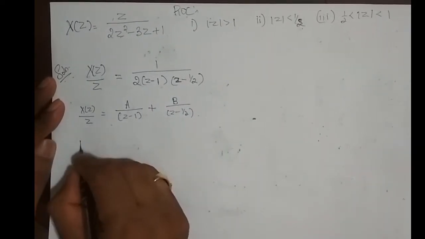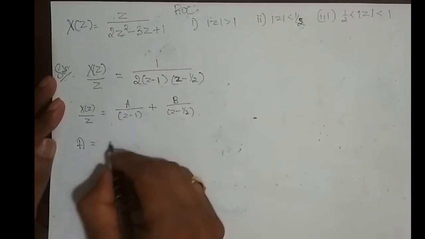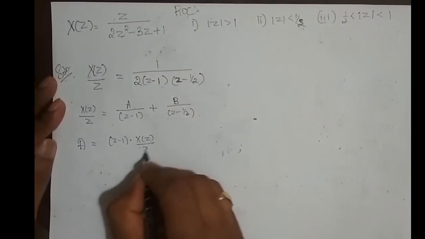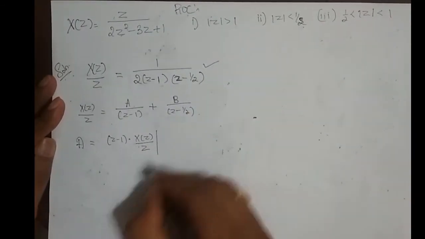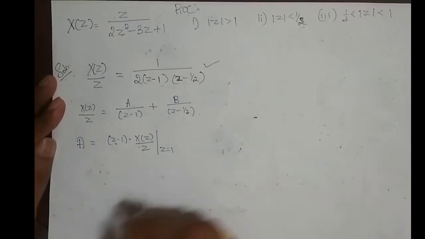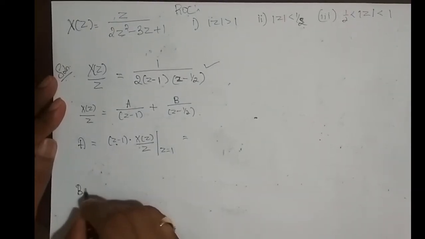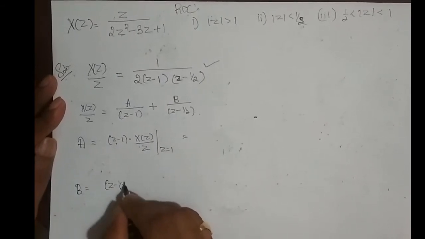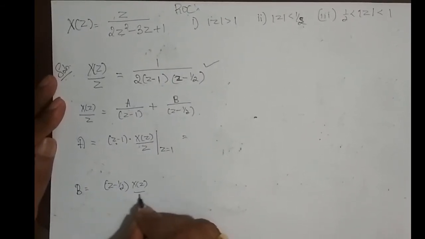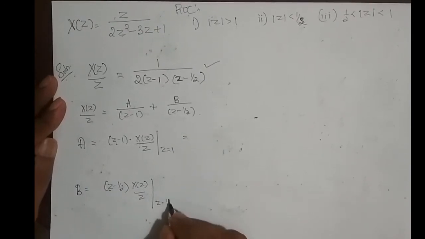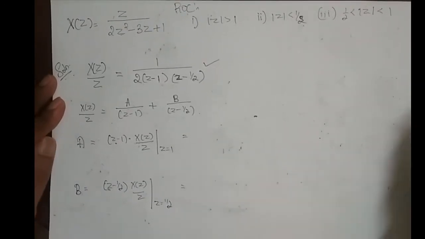What's the formula to find A? A is the denominator of A, (z − 1), into X(z)/z, which is this equation, at the value of z where this goes to 0, which is z = 1. And what about B? B is the denominator of B, which is (z − 1/2), into X(z)/z, at the value of z where this goes to 0, so z = 1/2.